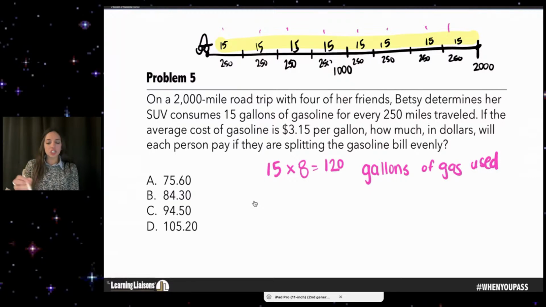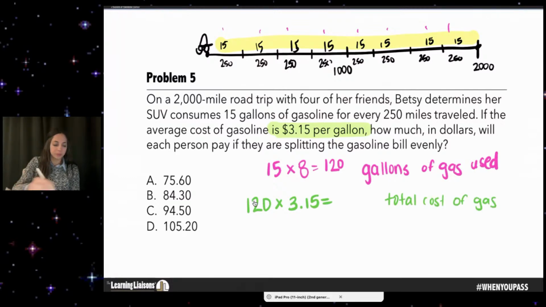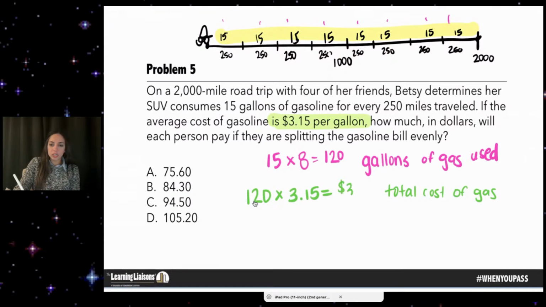The average cost of gasoline is $3.15 per gallon. So if each gallon is $3.15, then I can take 120 and multiply it by $3.15. And that's going to give me my total cost of gas. That equals $378.